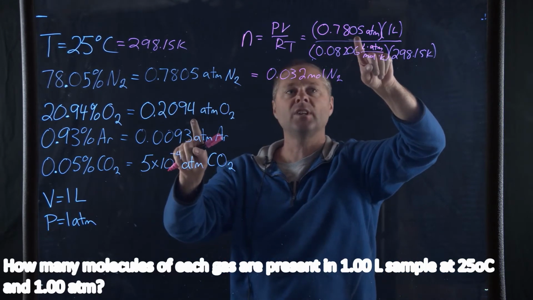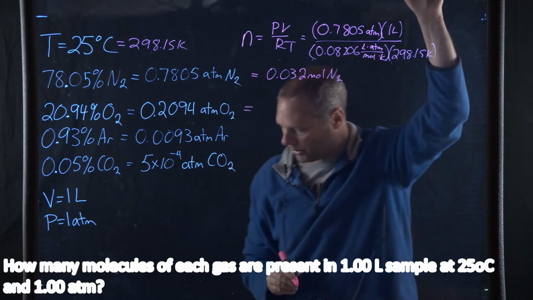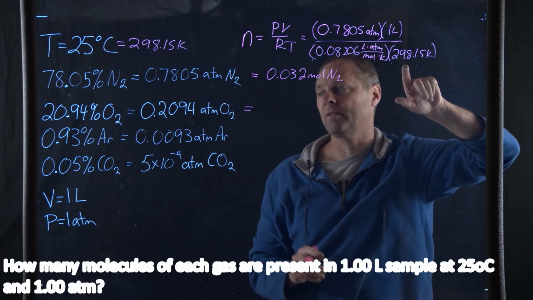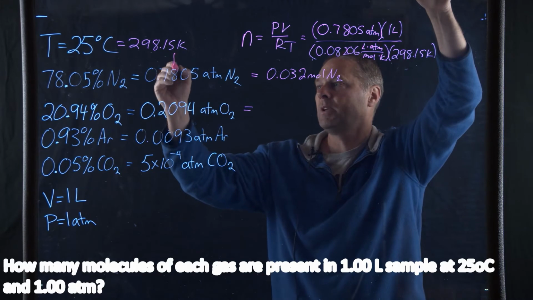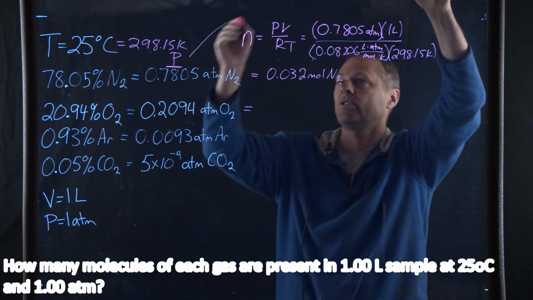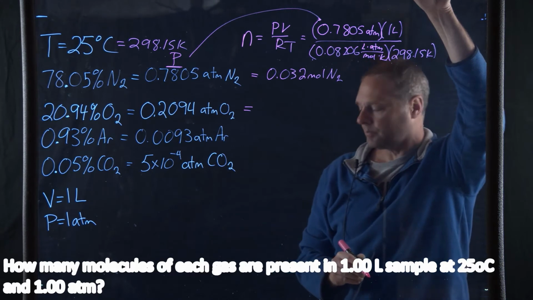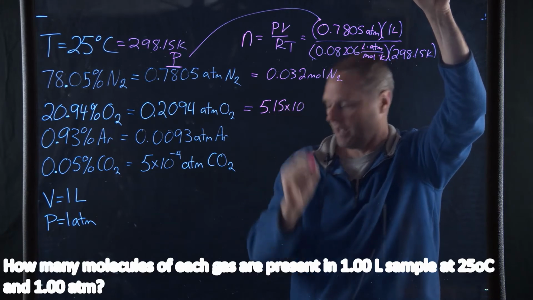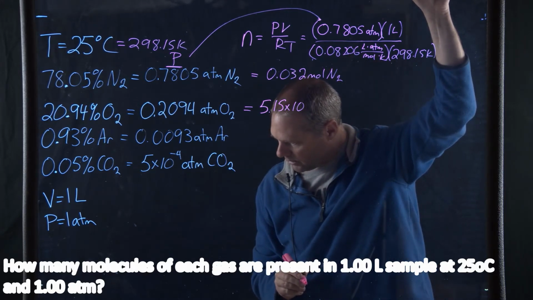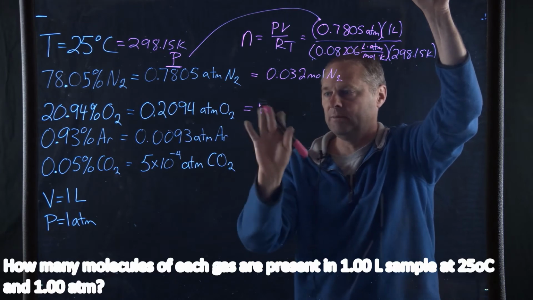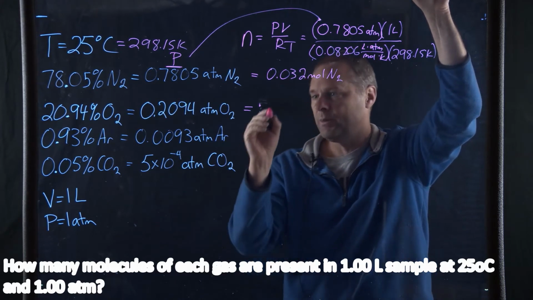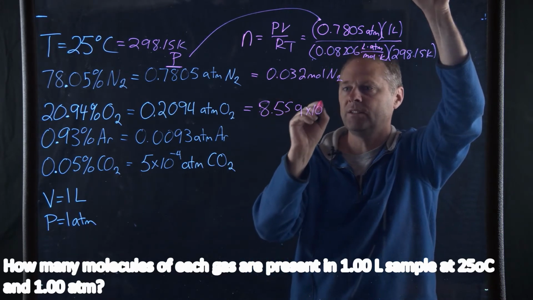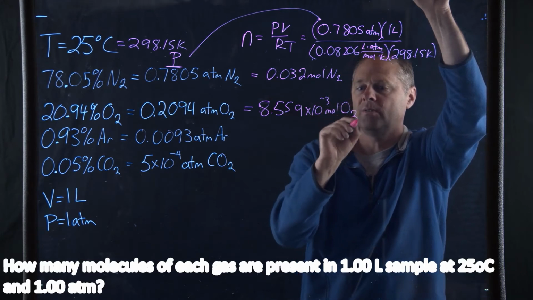Now for oxygen, what we would do is put the pressure for the oxygen in here. We do that arithmetic, and everything else will stay the same because it's still going to be 1 liter, still R, and still at 298.15 Kelvin. You would plug your pressure in for those. Oops, I got ahead of myself. I read the wrong number, sorry. This is going to be 8.559 times 10 to the minus 3 moles of oxygen.